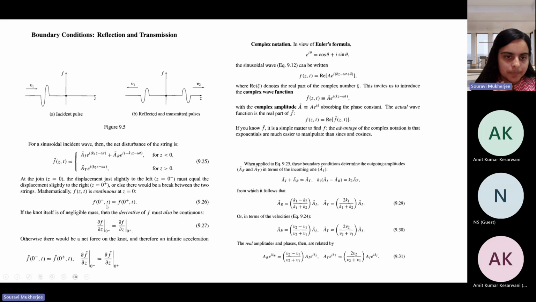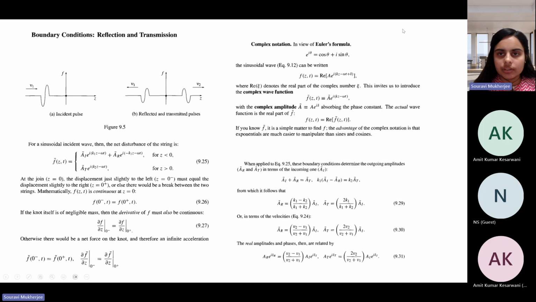So what this tells you is this: when it comes from some point and goes here, it should be continuous. And so that there is no acceleration somewhere in this region, it's important that the derivative of f is also continuous. So these are the two boundary conditions that any kind of waves try to satisfy as they move from one medium to another.